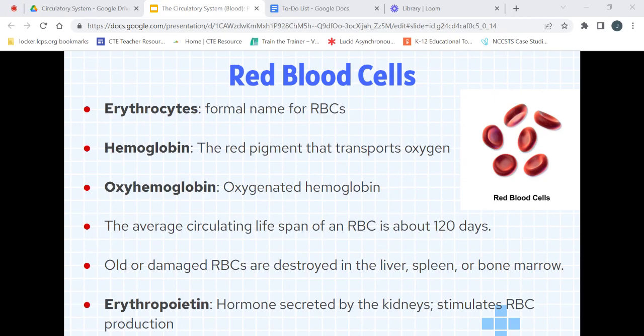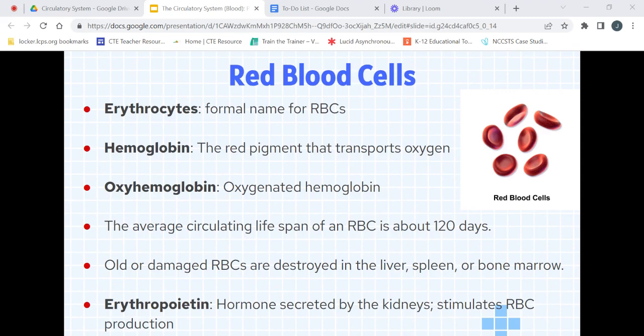The biconcave shape of red blood cells provides a high ratio of surface area to volume, allowing efficient diffusion of oxygen and carbon dioxide into and out of the cell. A mature red blood cell lacks a nucleus and most other organelles, leaving more space for hemoglobin.